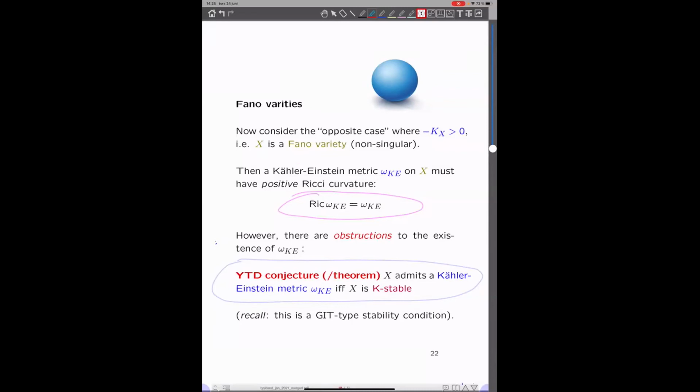But in this case, it's well known that there are obstructions to the existence of a Kähler-Einstein metric. And the Yau-Tian-Donaldson conjecture, which is now a theorem, says that X admits a Kähler-Einstein metric if and only if this Fano variety X is K-stable. So this is an algebraic geometric GIT type stability condition. But I won't go into that here because I want to explain how to think of this from my probabilistic point of view.